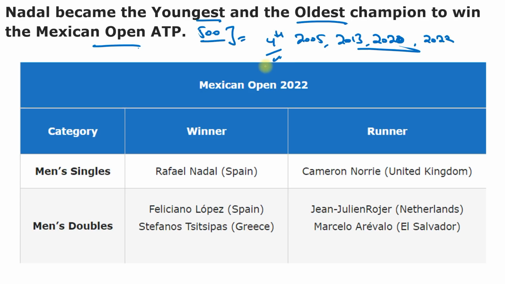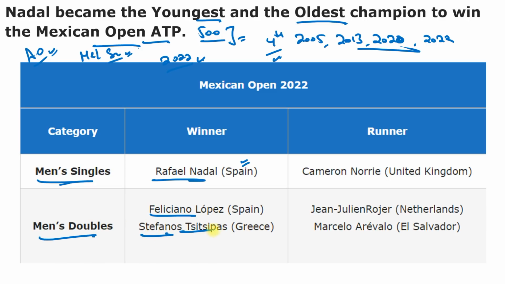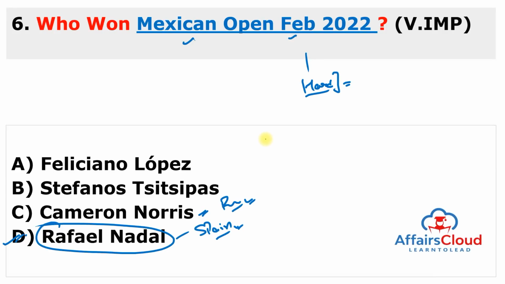And Nadal also started his 2022 career with the victory of 3 titles because recently he won the Melbourne Somerset of 2022 and Australian Open 2022, this is very important, and the Mexican Open Association of Tennis Professional Tournament. So just remember, he won 3 tournaments in 2022. So this is a great start of 2022. So you can see here, men's singles won by Rafael Nadal, belongs to Spain, and men's double won by Feliciano Lopez and Stefanos Tsitsipas. But you have to just remember, Mexican Open February 2022 won by Rafael Nadal, and he belongs to Spain. Moving to next question.